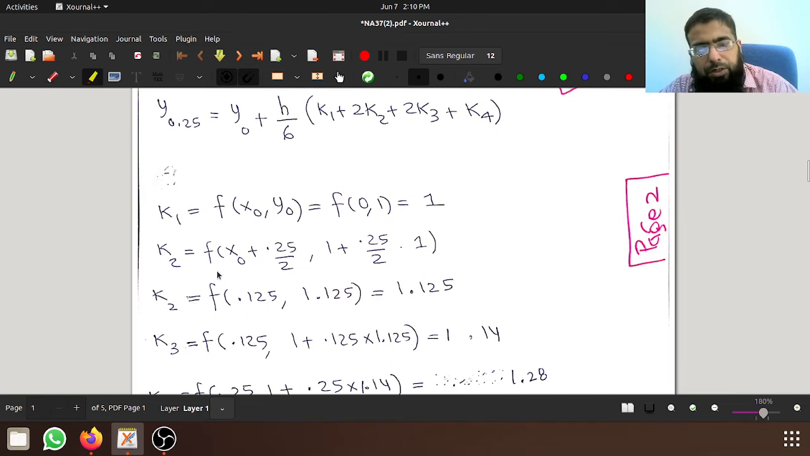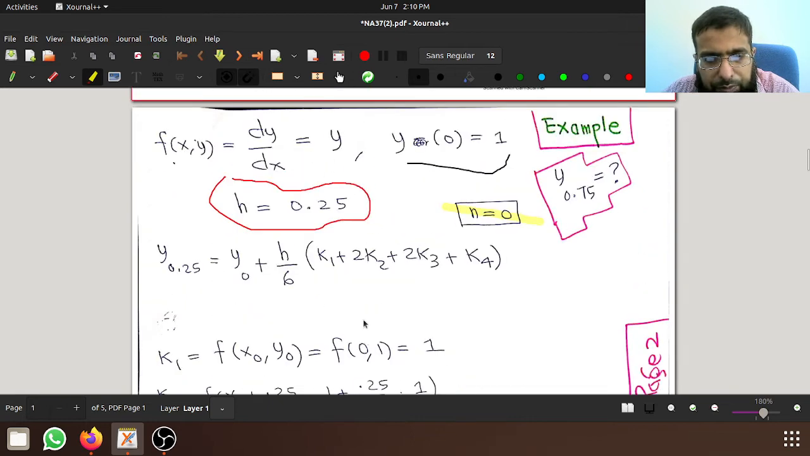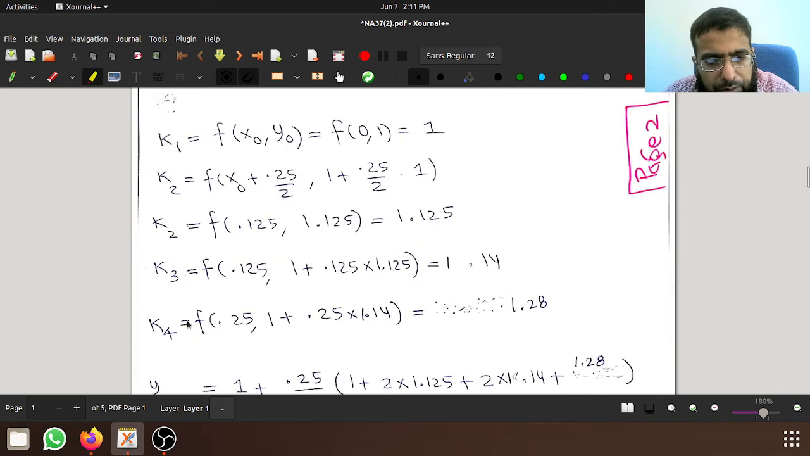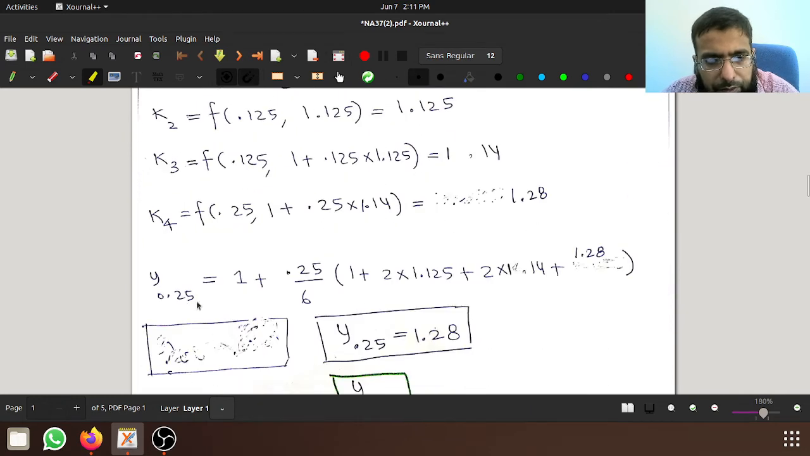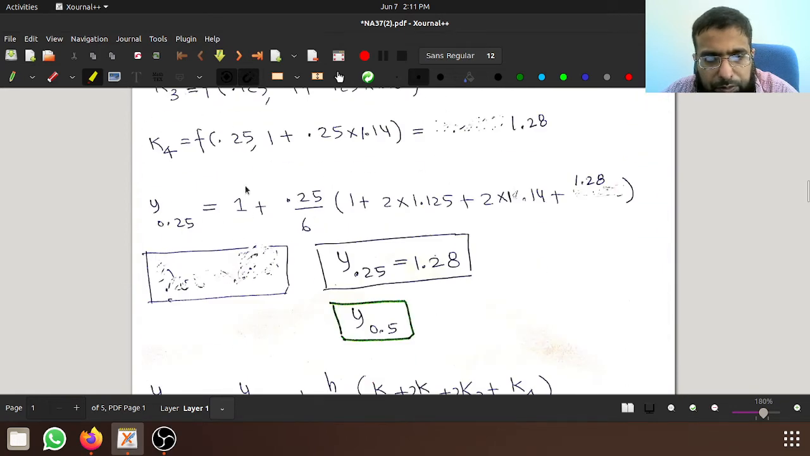K1 comes out to be f of x naught, y naught. F of 0,1 is 1 because f of x,y is y here. So whatever is the value of y, f of x,y is the same. F of 0,1 is 1. So we compute k2, k3 and k4, and finally we plug all these in this equation. Y of 0.25 is 1 plus, where 1 is y of 0. Y of 0.25 comes out to be 1.28. And we keep on moving.